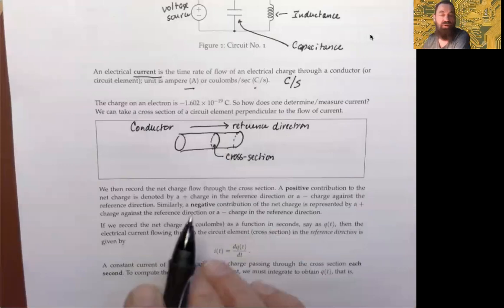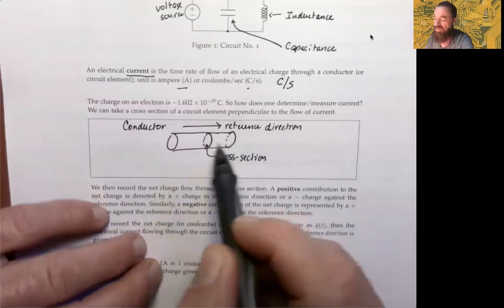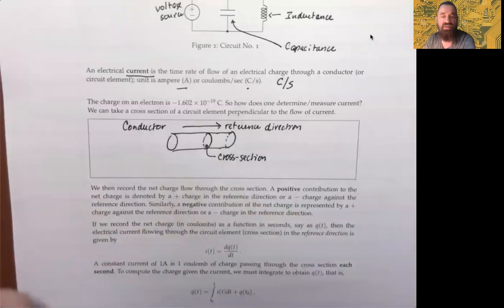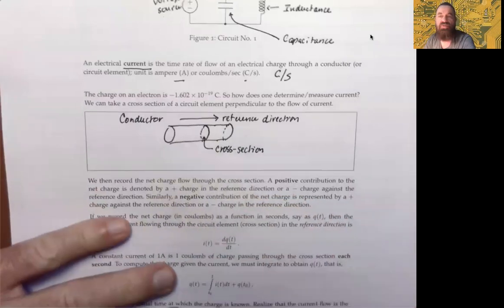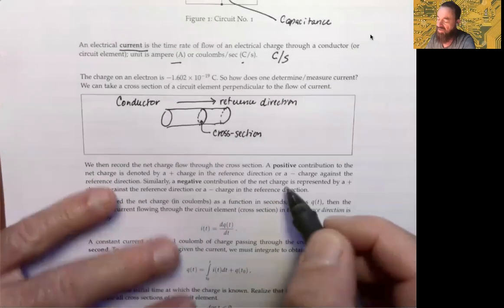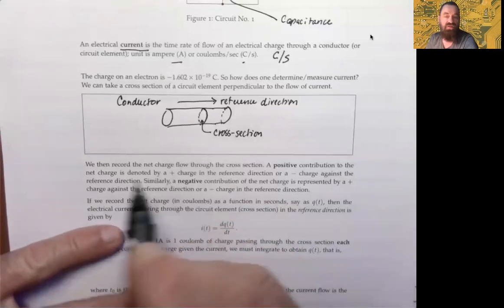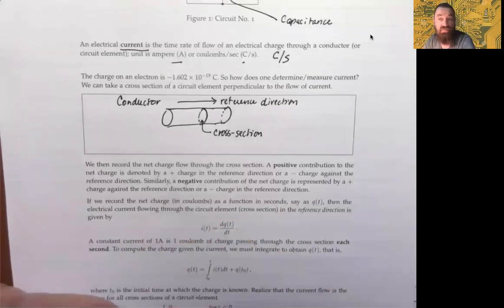When we record the net charge through a cross section, looking at how the net charge is changing through a cross section of a conductor, we use plus or minus to indicate one of two scenarios. One scenario is that a positive contribution to the charge is denoted by a plus charge in the reference direction. A minus charge is against, all right?